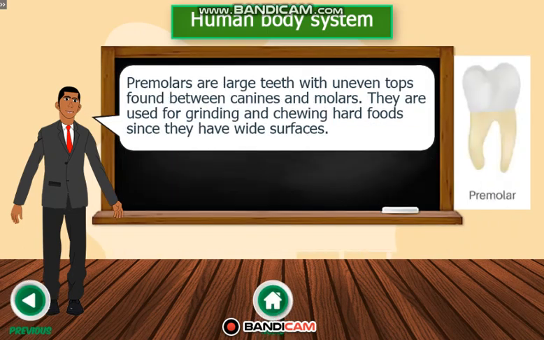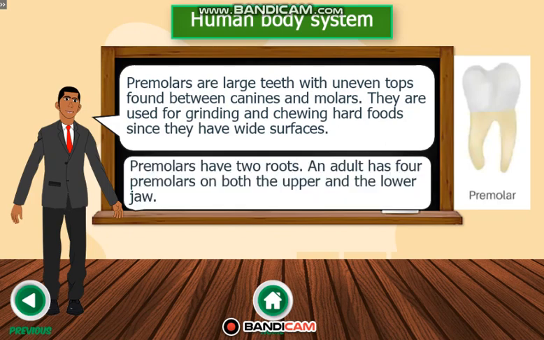Premolars are large teeth with uneven tops found between canines and molars. They are used for grinding and chewing hard foods since they have wide surfaces. Premolars have two roots. An adult has 4 premolars on both the upper and the lower jaw.